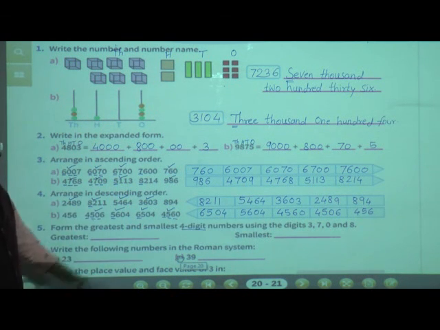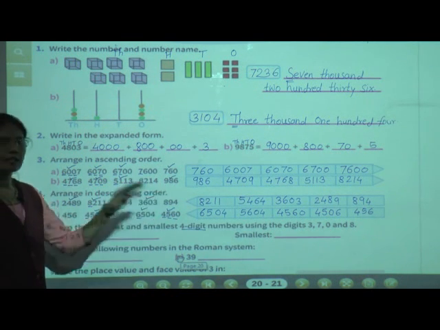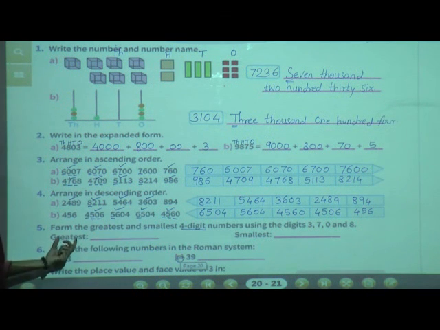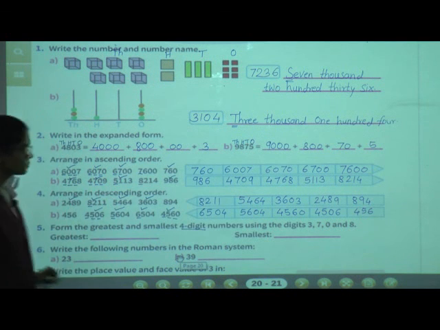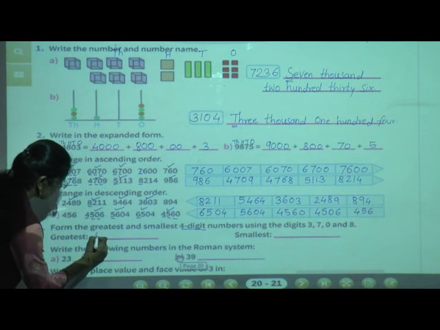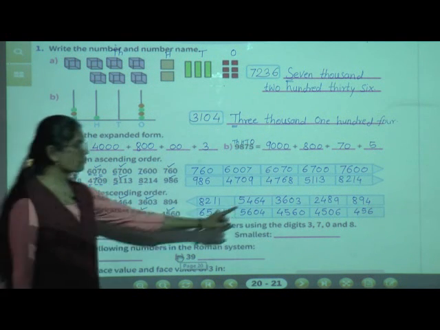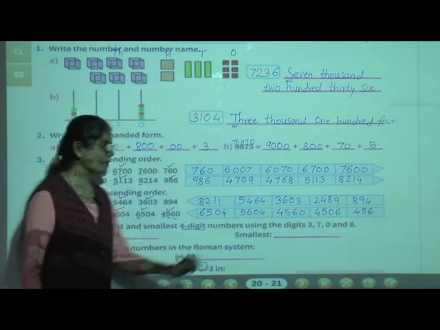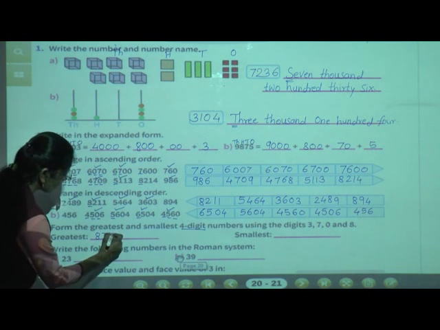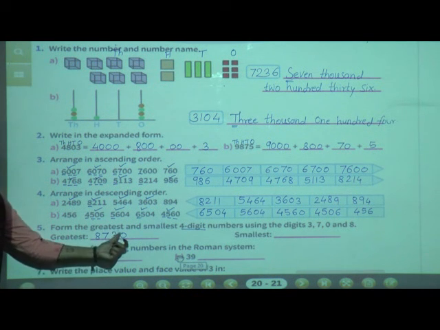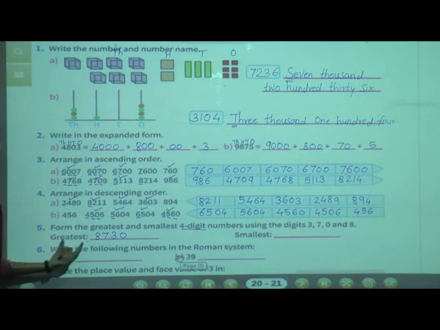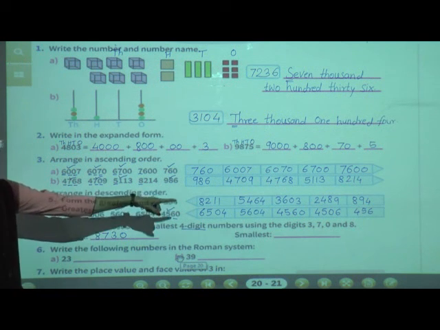Now what are the digits? 3708. We have to form the greatest number first. Now among these 4 digits, which one is greater? Yes, 8 is. Then after 8, which number will come? 7. 8, 7, 3 and 0. So 8730, this is the greatest number by using those digits.